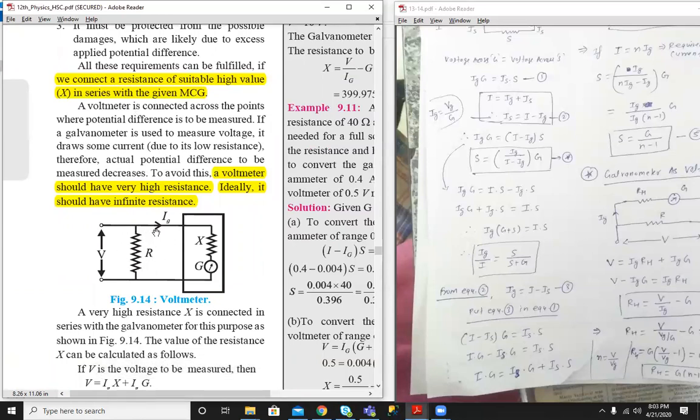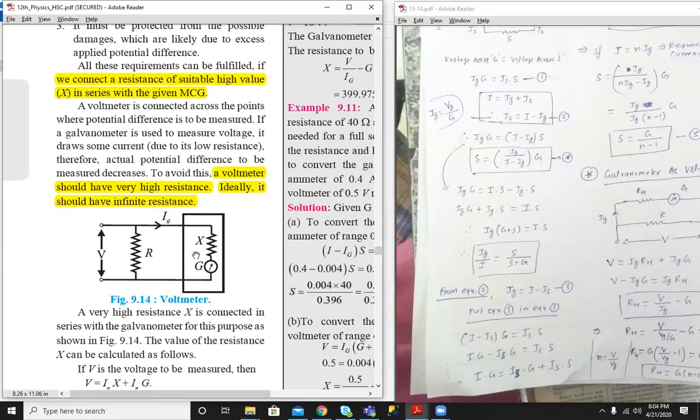So a voltmeter is always connected in parallel. Okay, so a voltmeter should not draw any current, all current should be flowing towards this resistance. If the voltmeter draws some current, then the voltage measured across this resistance R will be less. So voltmeter resistance must be high.